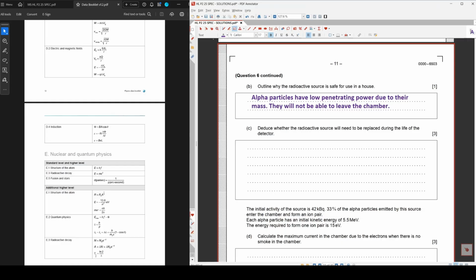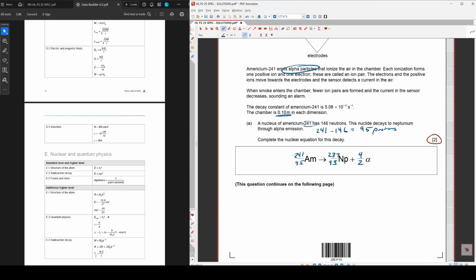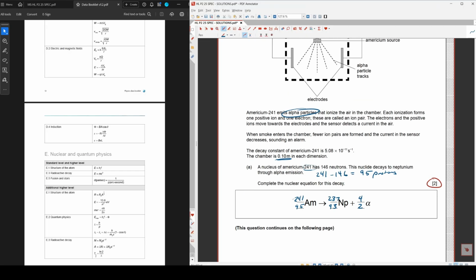Okay, deduce whether the radioactive source will need to be replaced during the life of the detector. Deduce means I've got to do something to figure something out. I'm also looking at the problem and asking, what else did they give me? The one thing that sticks out is they gave me the decay constant. And I know this guy is lambda in all these equations.